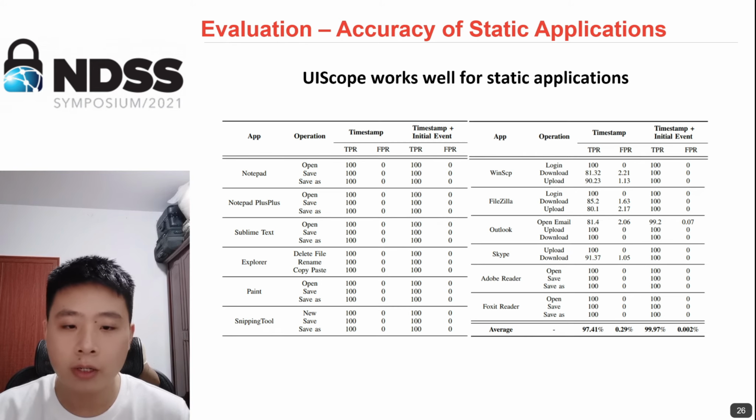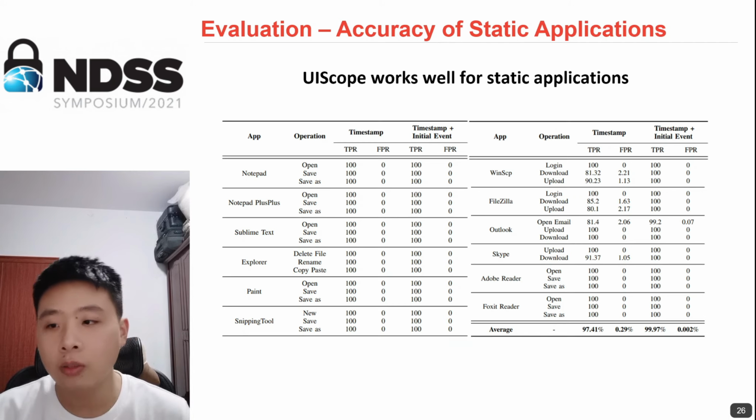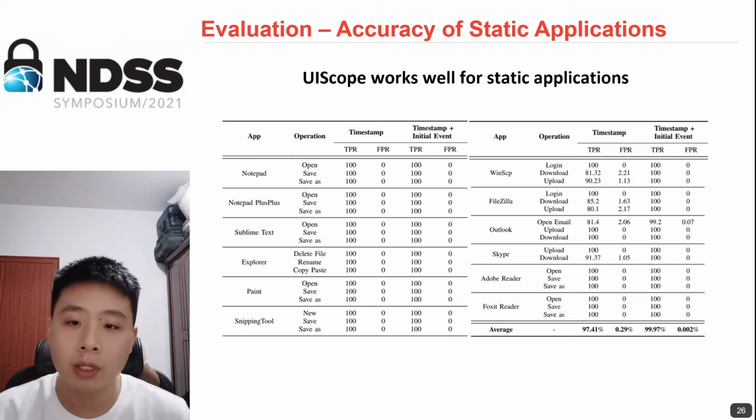Then we evaluate how accurately UIScope attributes system events to UI elements. We first classify GUI applications into two categories, static and dynamic, based on whether there are many activities triggered in the background without user interaction. Notepad and PDF readers are typical static applications. The results show that UIScope works well for static applications, with over 99% accuracy. This is also reasonable because for static applications, UI events and system events are typically triggered synchronously.